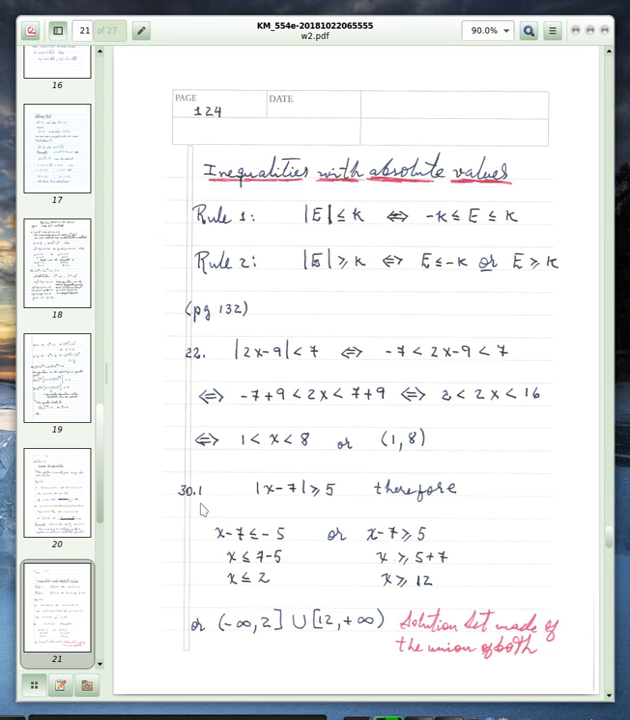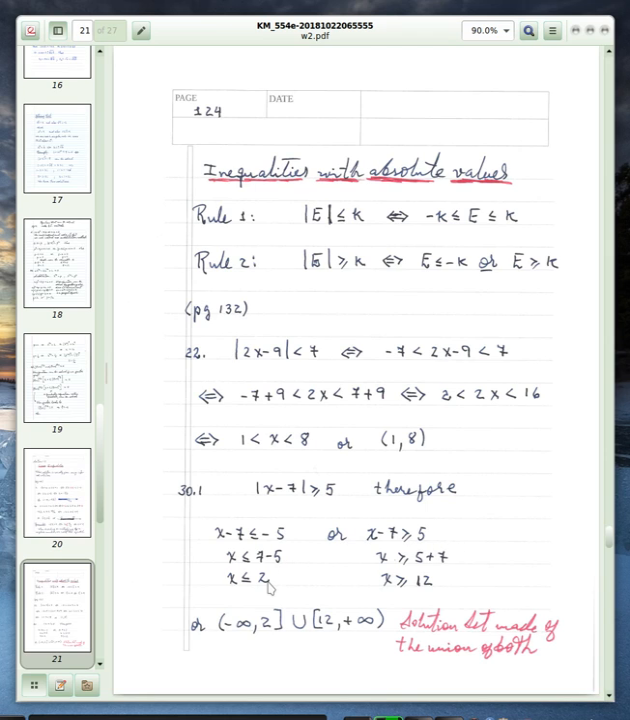Question 30 probably means, it's not exactly 30, this equation: the absolute value of x minus 7 is greater than or equal to 5. Greater than or equal, that means rule number 2. That means I have to solve two separate cases, and that is what I do. x minus 7 is less than or equal to -5, or x minus 7 is greater than or equal to 5. And I solve it by steps.